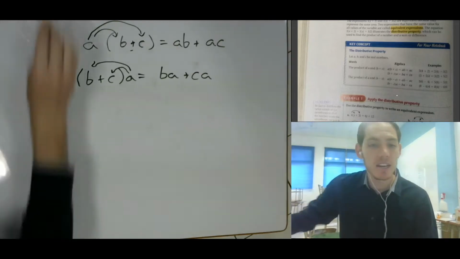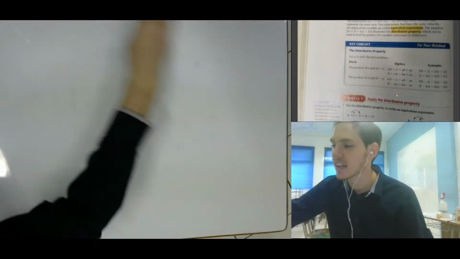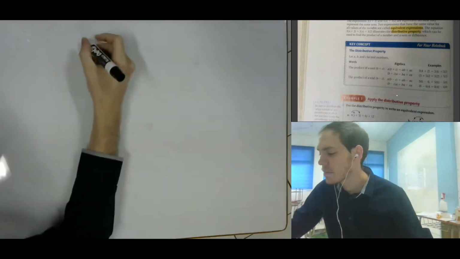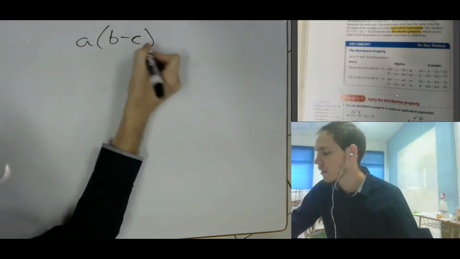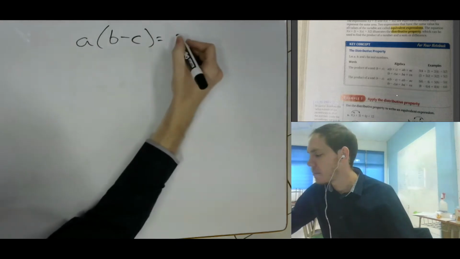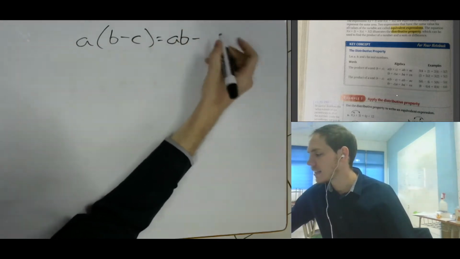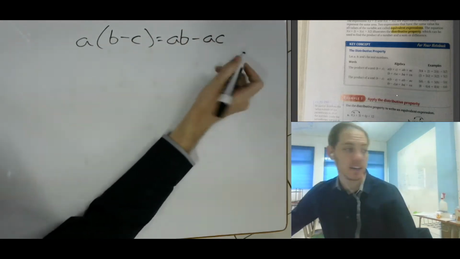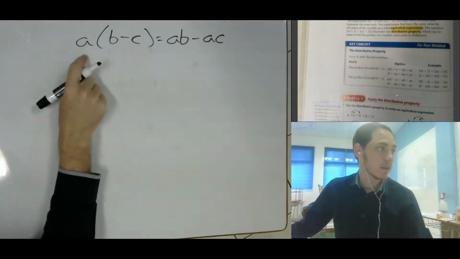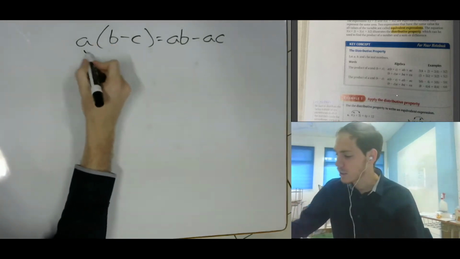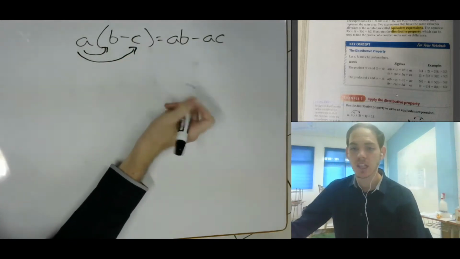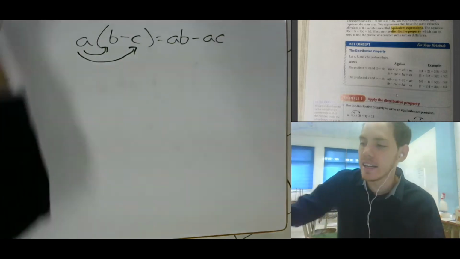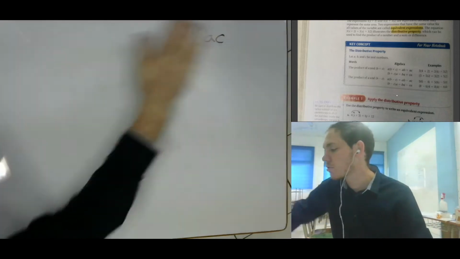Okay, does a minus sign affect it? No, because a minus sign, remember, a subtraction symbol is the same thing as adding the opposite. So actually, what will happen is we'll get AB, and then in this case, minus AC, okay? So we still keep A times B, we'll still keep A times C. Okay, so subtraction does not affect that. Okay, let's do some practice problems.